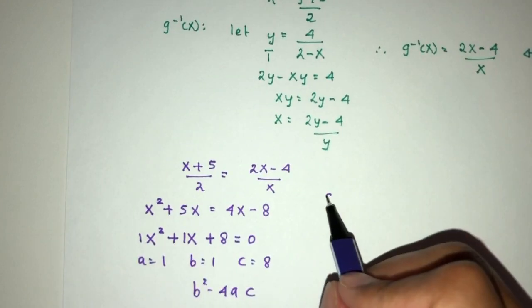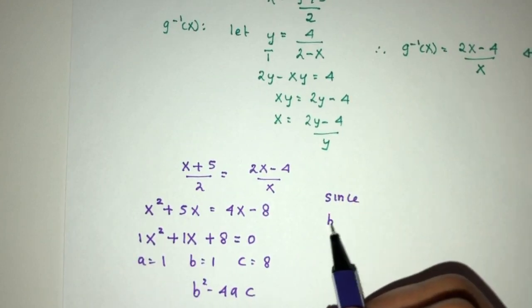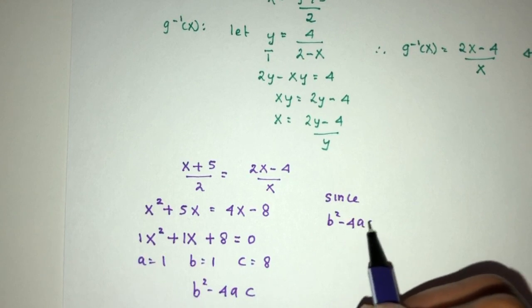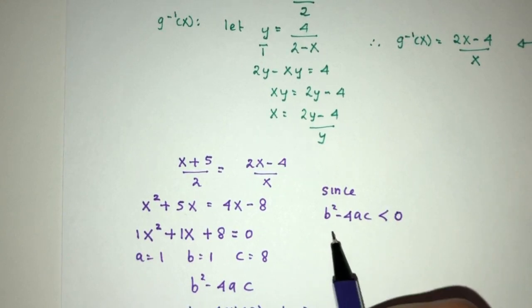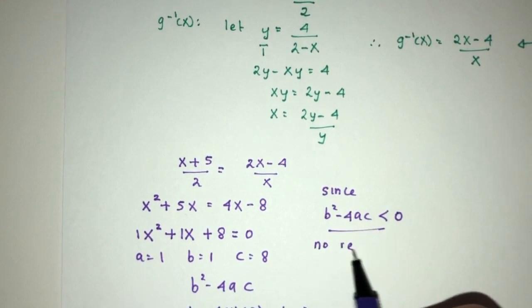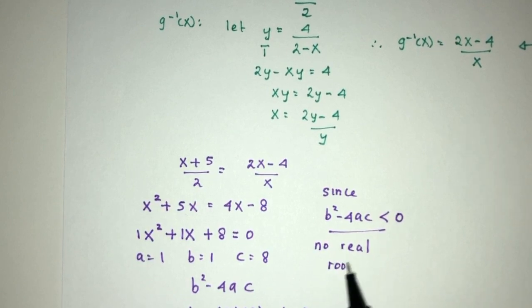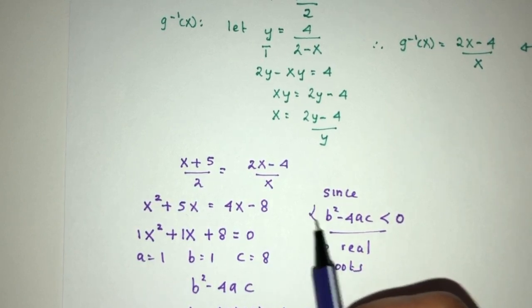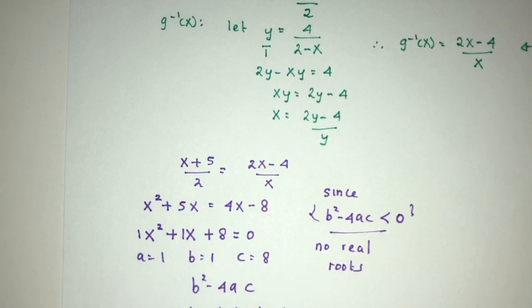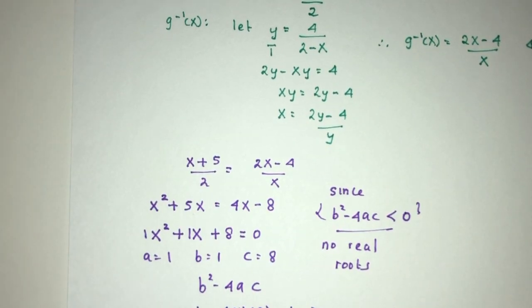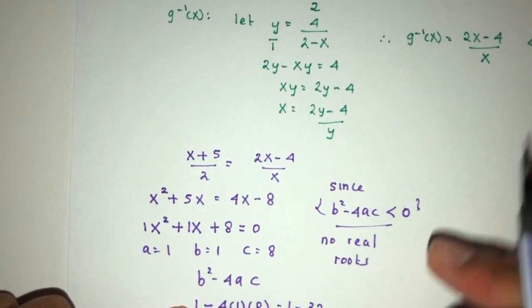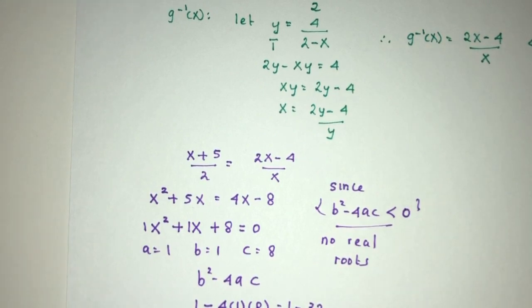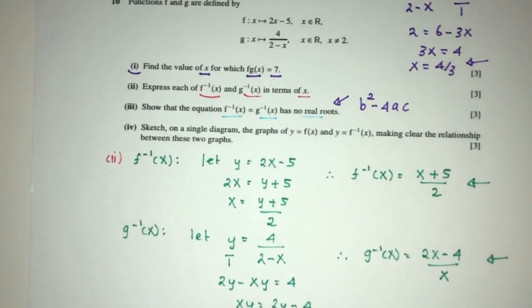So you can write, since the discriminant, b squared minus 4ac, is less than 0, it shows it has no real roots. Again, they are looking for this working for the marks. You have to show that you have tried this, and then because of that, you don't have any real roots. Now let's move on to part 4 of the question.